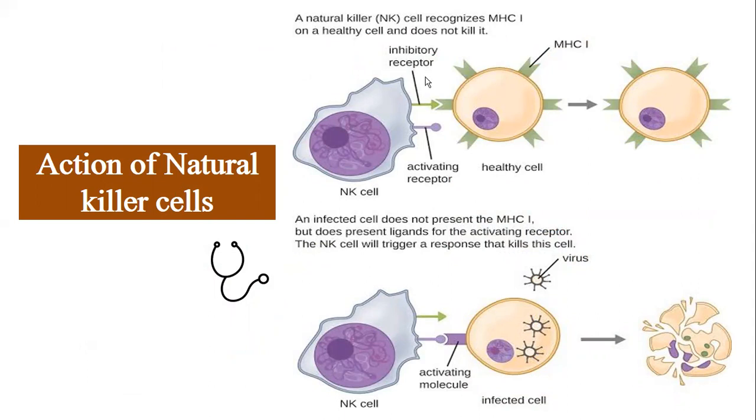So if this inhibitory receptor gets attached to this MHC1, it will not destroy this cell, right? But if any cell makes a bond with the activating molecule, in that case this natural killer cell will activate its function and try to kill this cell, which is basically a virally infected cell. Please keep this in mind.